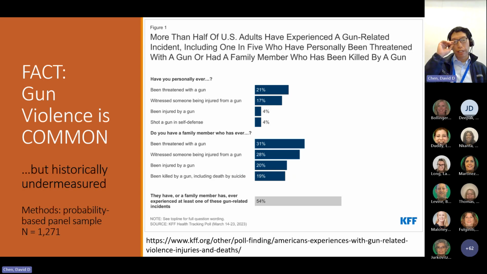And this was a study done by the Kaiser Family Foundation that came out last year. And even though I spent a lot of time reading the literature and trying to get a sense of this, when I saw this, it still shocked me in terms of its distribution. This was a probability-based sample, but again, across the United States. And what they inferred here was that more than half of adults in the United States have experienced some kind of gun-related incident. Not only that, when it comes down to personally being threatened by a gun or having a family member that was killed by a gun, that's 1 in 5.